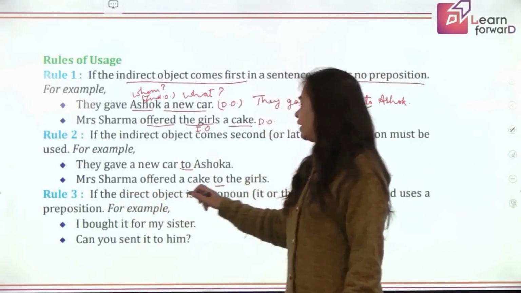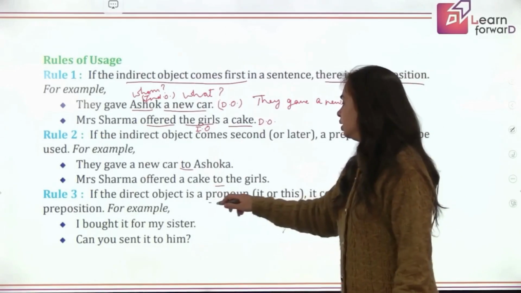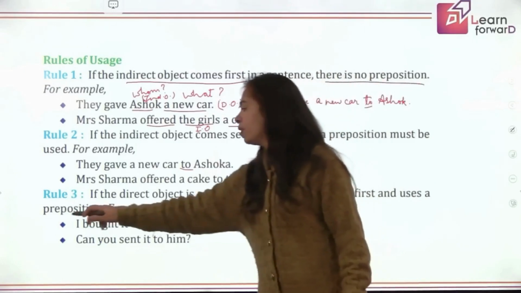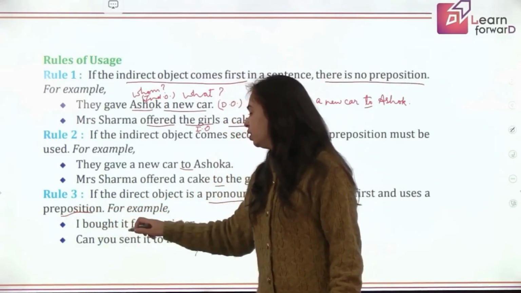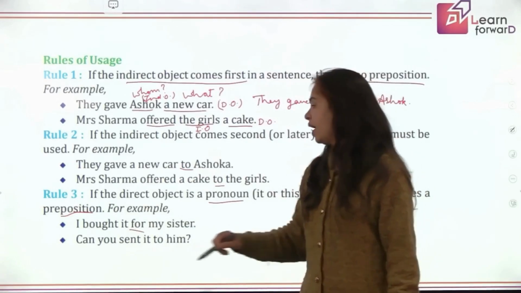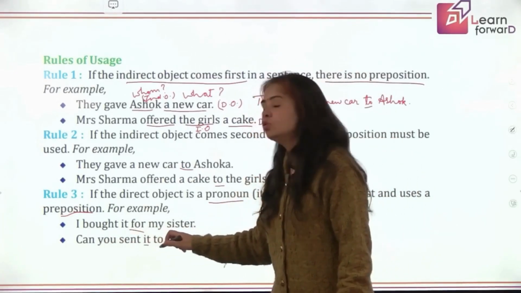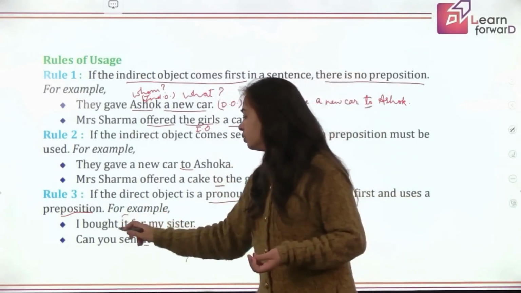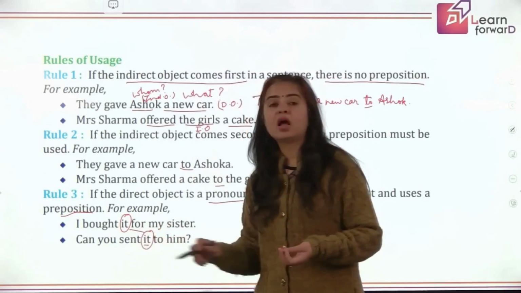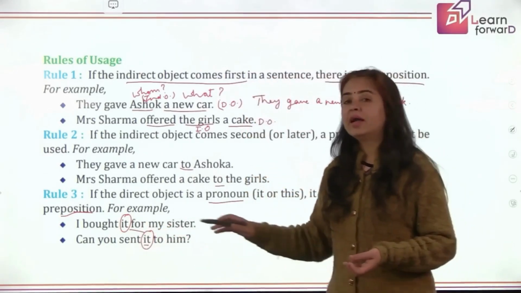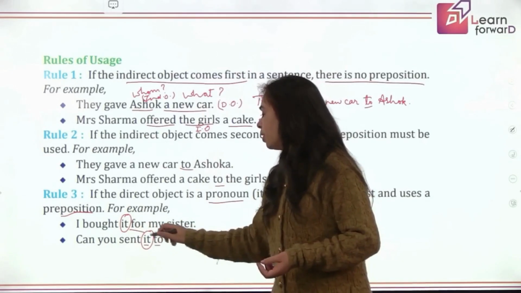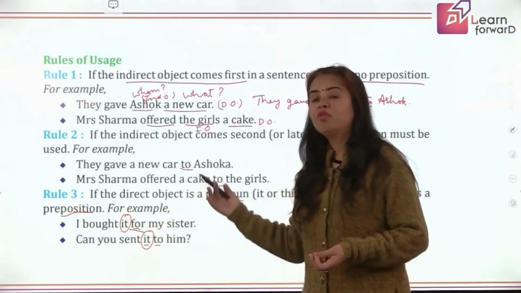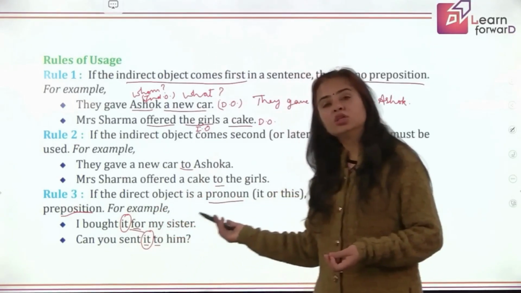Now, if the direct object is a pronoun in place of a noun, it comes first and uses a preposition, like I bought it for my sister. And can you send it to him? So here, the word it is not a noun, these are pronouns. And in such cases, we use the preposition after the direct object. So I bought it for my sister. Can you send it to him? Right?